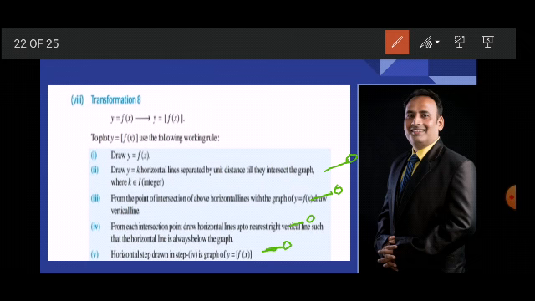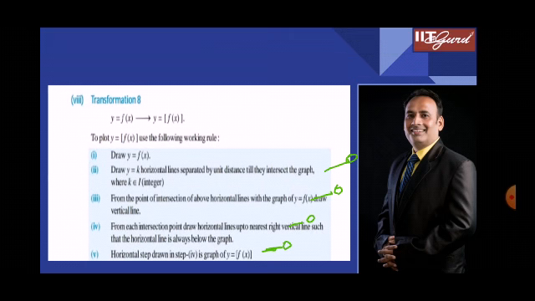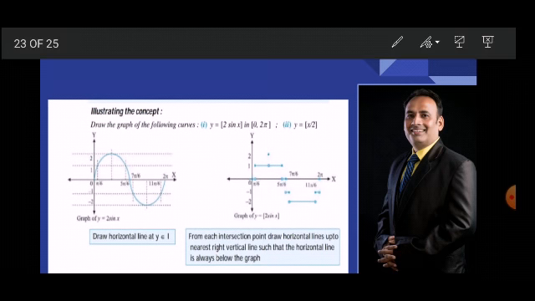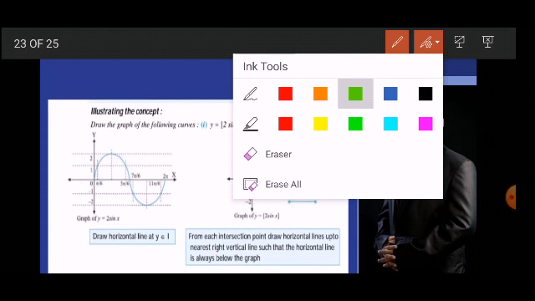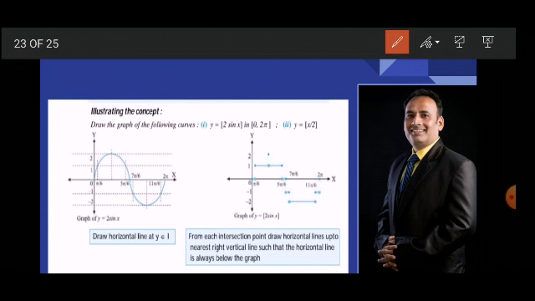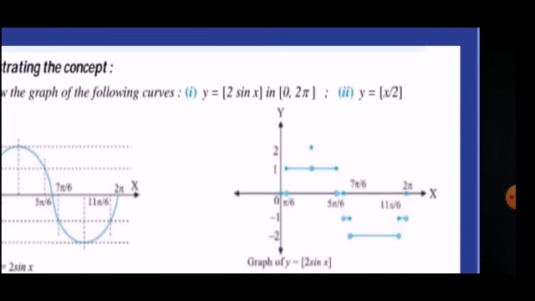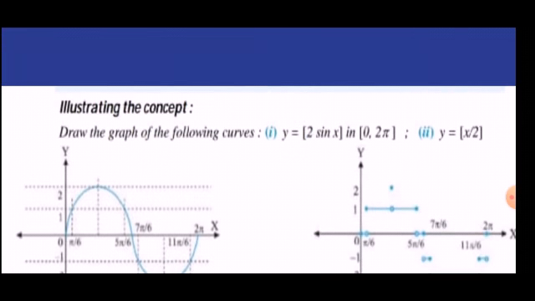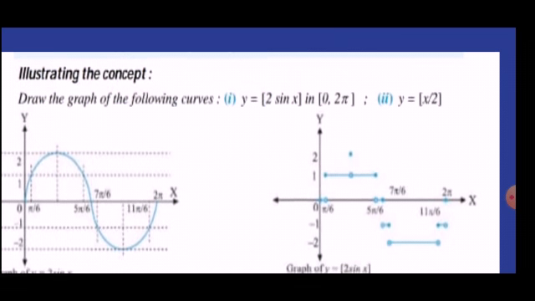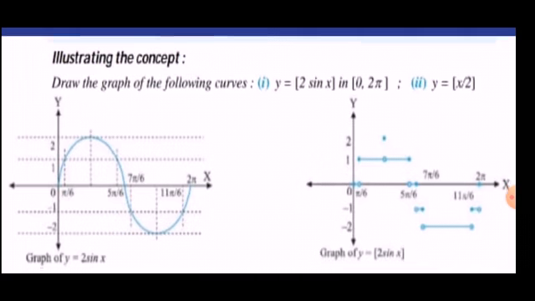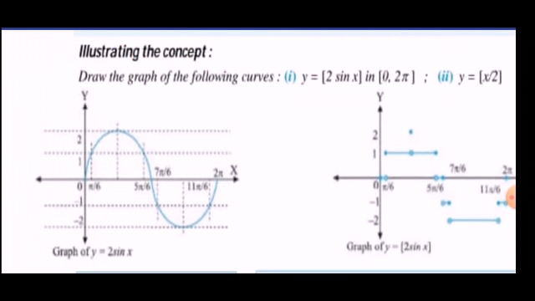Anyhow, so let's see the illustration. The illustrative concept is that we have to plot the graph of y equal to GI of 2 sin x in 0 to 2 pi, and then we have to go for y equal to x by 2 GI. Two different graphs are there. So you see over here, y equal to GI of 2 sin x between 0 to 2 pi.